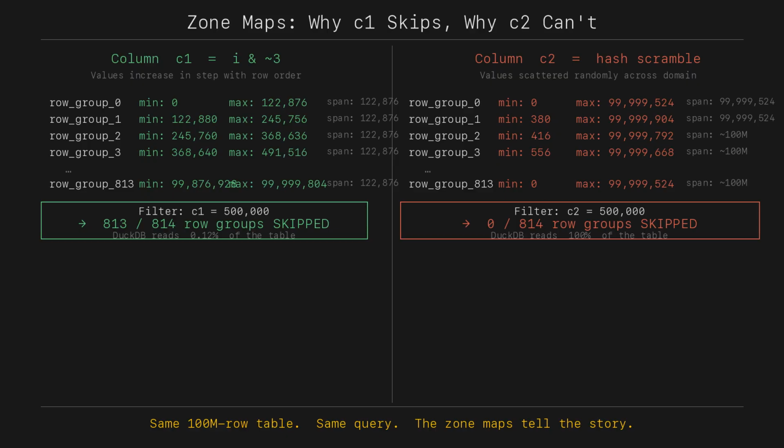For C2, 0 can be skipped. All 814 row groups must be read. Every single row in the table is touched. That's your 50x gap, explained completely by 2 numbers per row group.